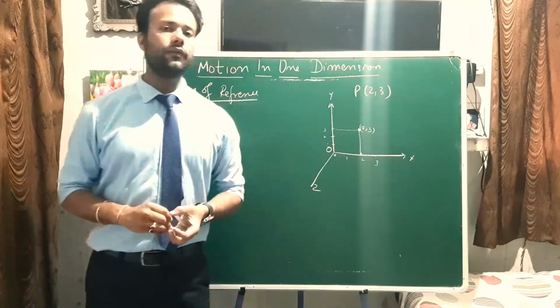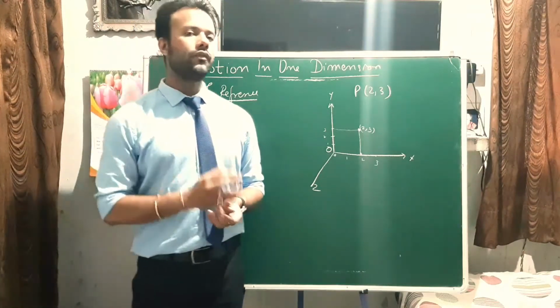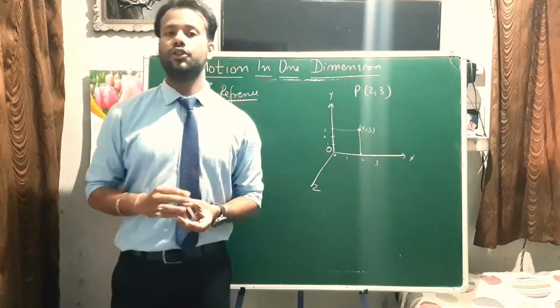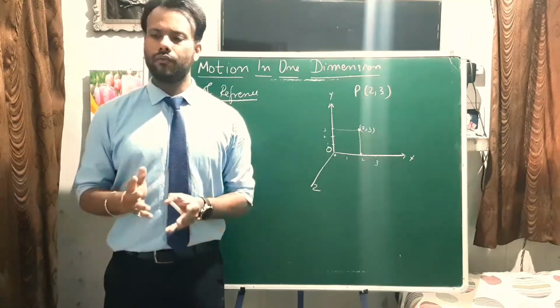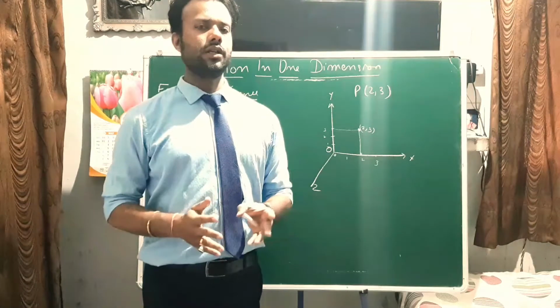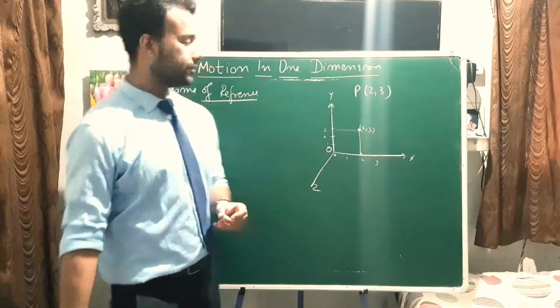So that means the position of the quantities depends upon the point of reference and the frame of reference, right? Now, frame of reference can be of two types. First, known as inertial frame of reference, second known as non-inertial frame of reference. Now, what is the difference between them, and what is the inertial and what is the non-inertial frame of reference? Let's understand this.